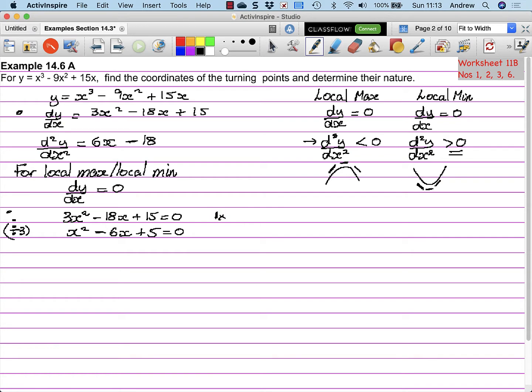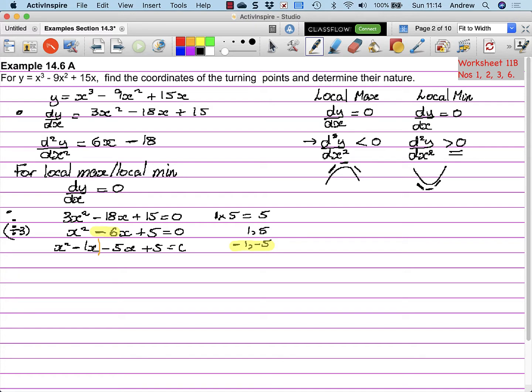1 times 5 is going to give us 5. So we're looking for a factor pair that will multiply to give 5, but add up to give minus 6. The one that works is minus 1 and minus 5. So there we have it. It adds up to give the minus 6. Then we can break this quadratic down into x squared minus 1x minus 5x plus 5 is equal to 0. Now we're going to factorize in pairs.